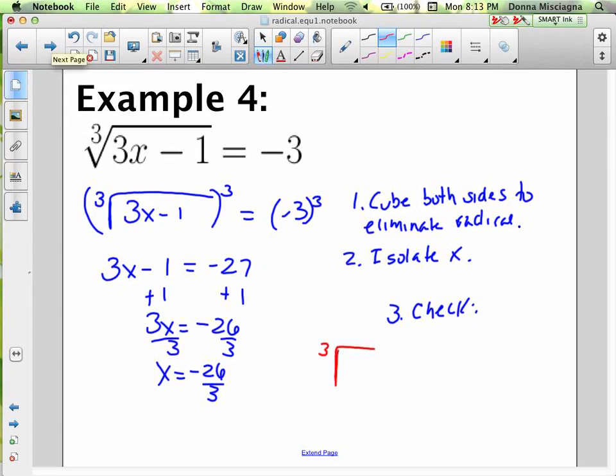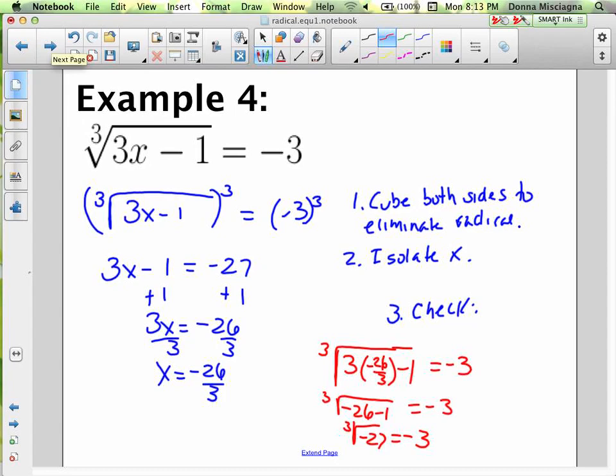So we have the cube root of 3 times negative 26/3 minus 1. Oops, I didn't make my radical big enough. Is equal to negative 3. All right, so 3 times negative 26/3, that's negative 26. So we have the cube root of negative 26 minus 1 equals negative 3. That's the cube root of negative 27.